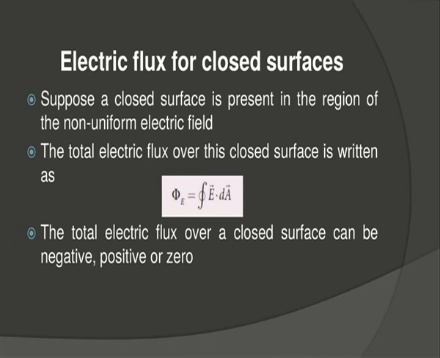Now we talk about electric flux for the closed surface. Suppose a closed surface is present in the region of the non-uniform electric field. The total electric flux over this closed surface is written as, see here in this equation, the closed loop is given in the integration, which is phi c is equal to closed integral E into dA. The total electric flux over a closed surface can be negative, positive, or 0.